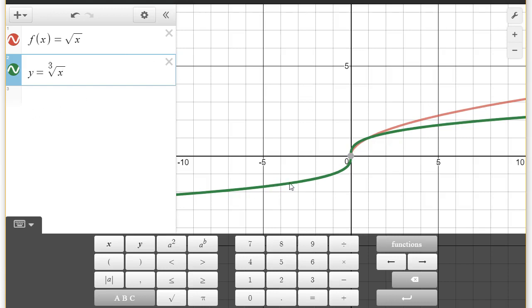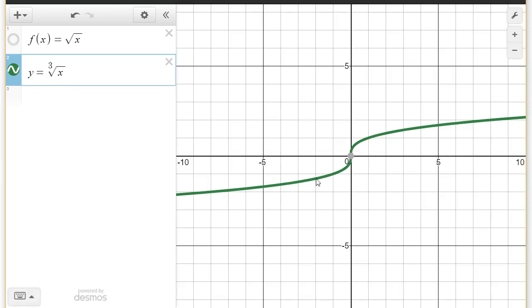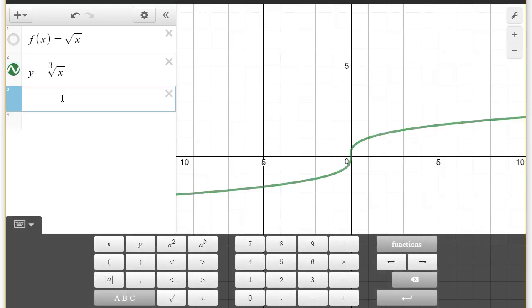But look at the green line. That's what represents the cube root of x. And I want you to notice that for the cube root of x, x can be negative or x can be positive. And that's part of the nature of odd degree radicals, or odd indexed radicals.